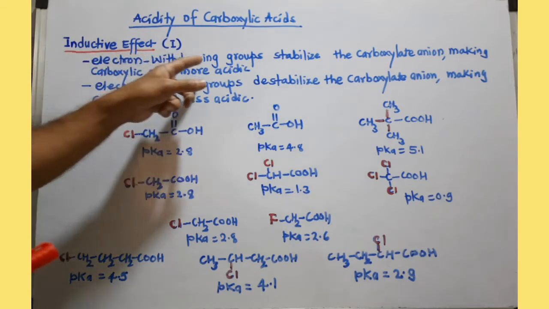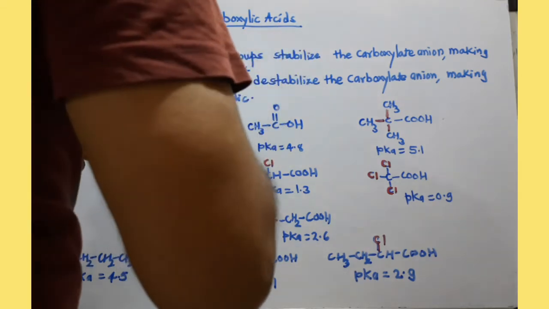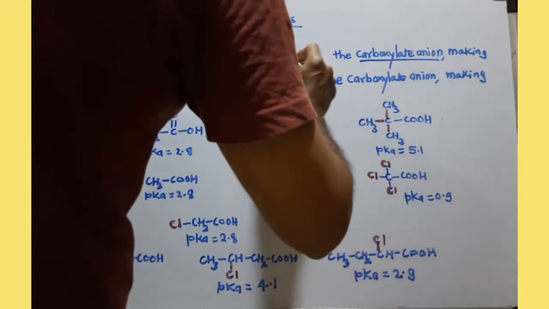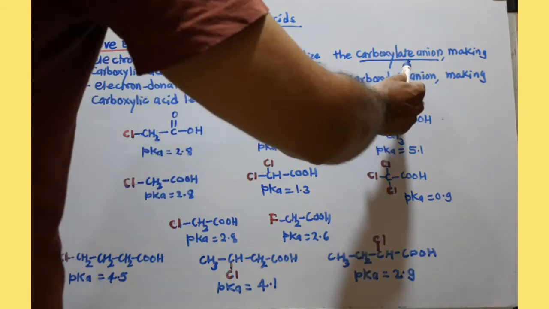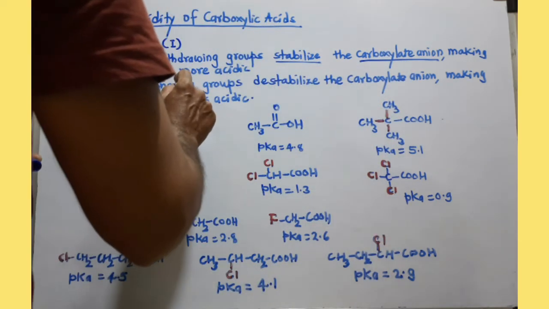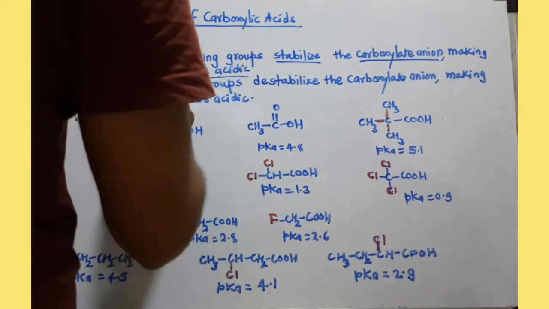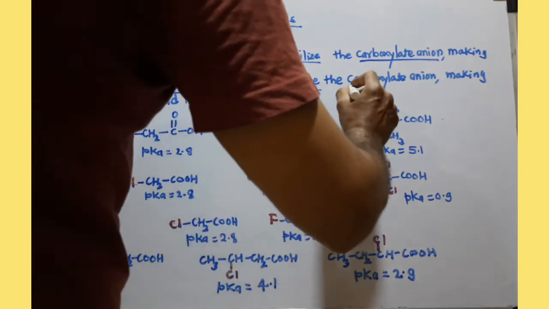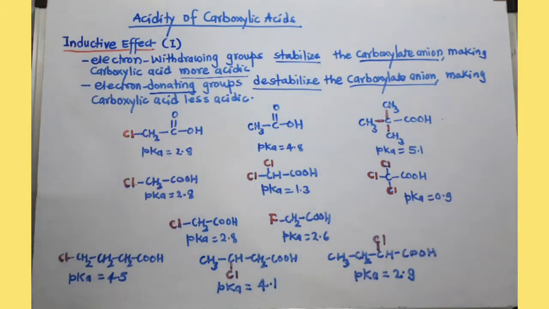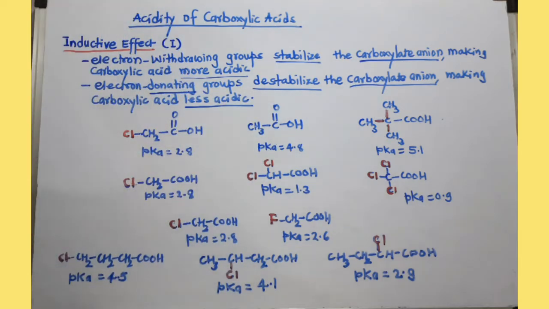So electron withdrawing groups, which are groups having a more electronegative atom, increase the stability of the carboxylate ion. And if the carboxylate ion is more stable, it makes the carboxylic acid more acidic. In the case of electron donating groups, electrons are given, which destabilizes the carboxylate anion and makes the carboxylic acid less acidic.